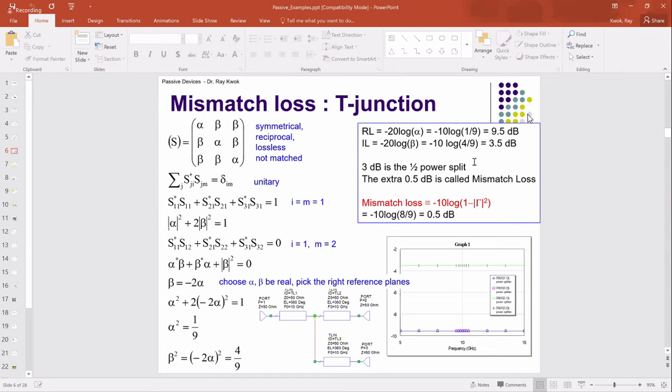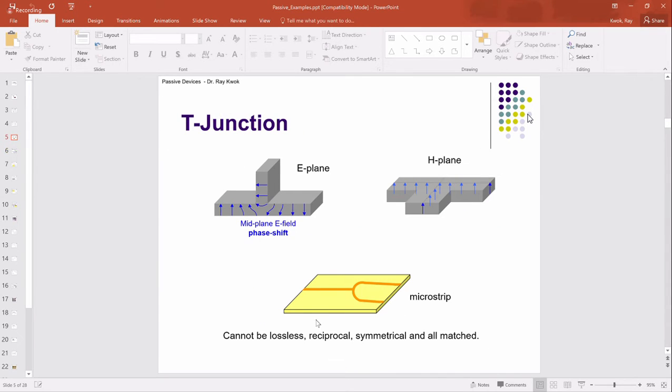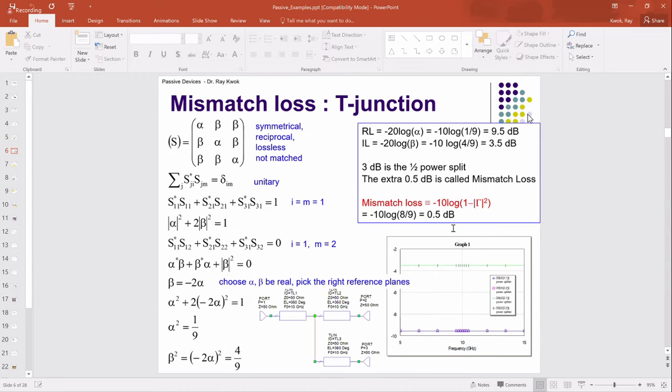If I just do it like this, like a microstrip, I just connect 3 lines together. How well would that match? What does it mean when I say not matched? So then you do the calculations. You say, okay, I want that to be lossless. So any one row squared would be equal to 1. So I solve for alpha and beta.